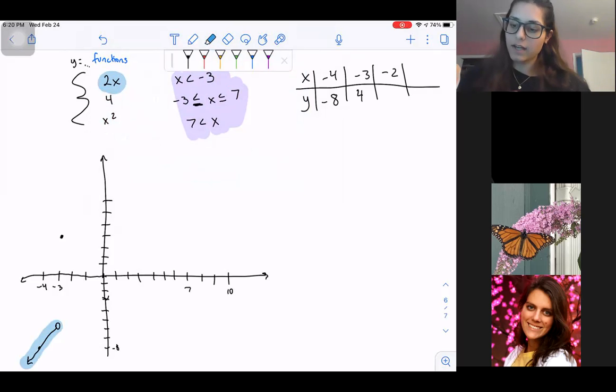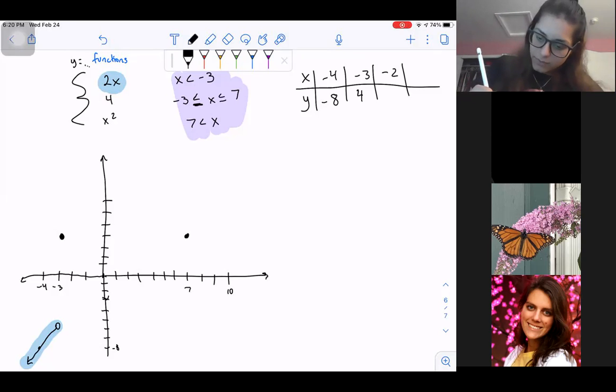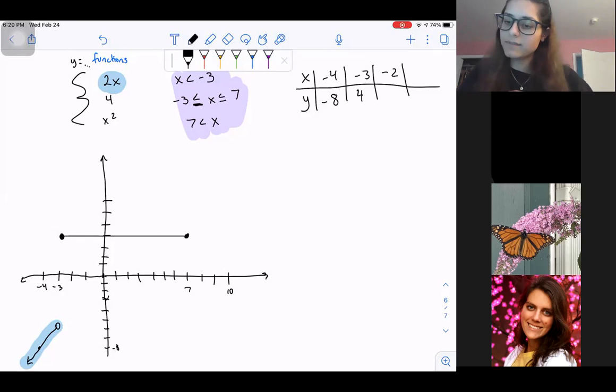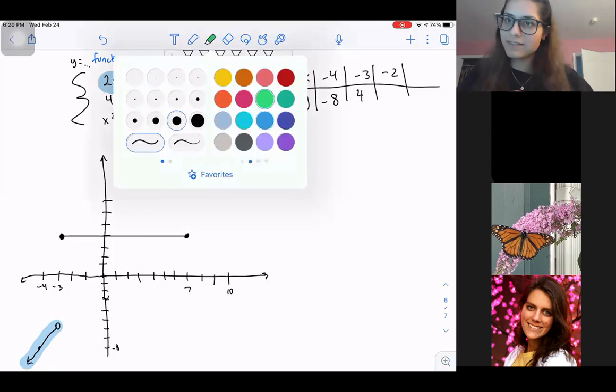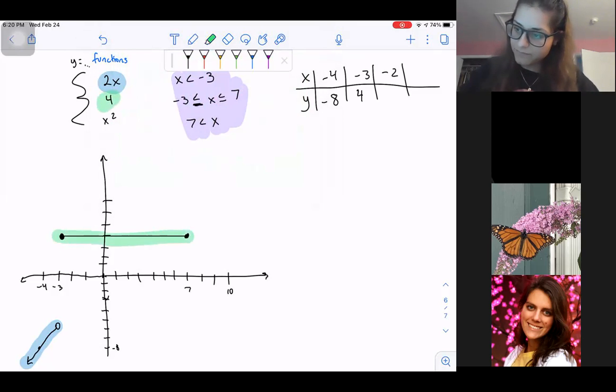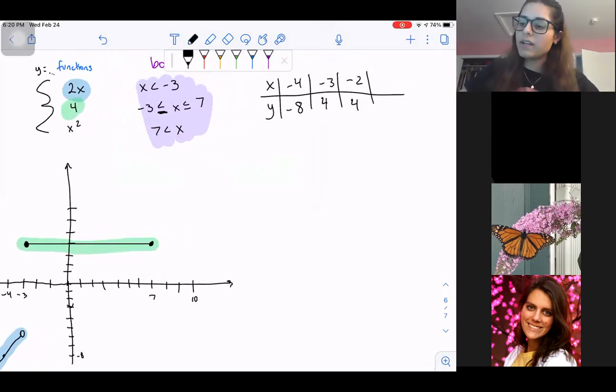All right, and then we're starting at -3, and that is a closed circle because x is greater than or equal to -3. So when it's equal to, we have a closed circle. And then that will just be 4 until we hit 7, right? So all the way to 7, it will just be 4 all the way through. Makes sense with that one, hopefully. So -2 is going to be 4, -1 is going to be 4, 0 is going to be 4, dot dot dot, all the way to 7.